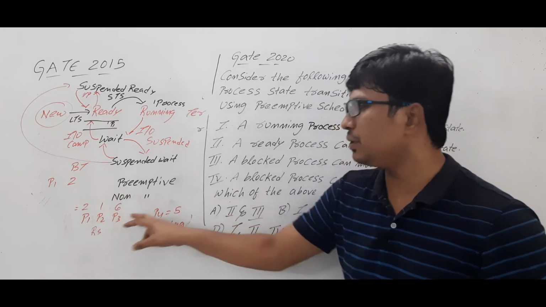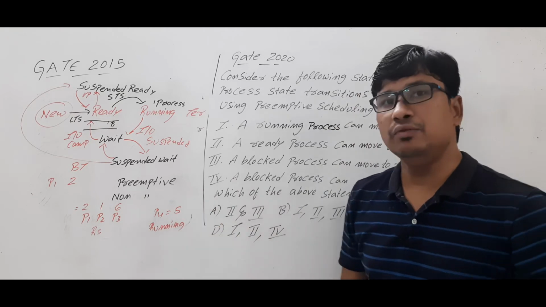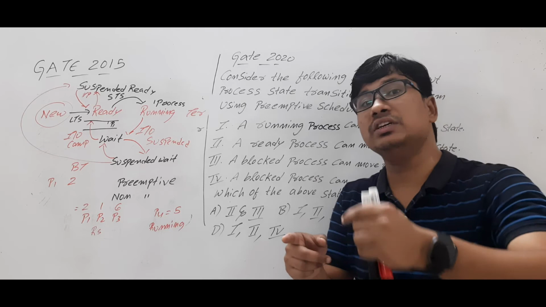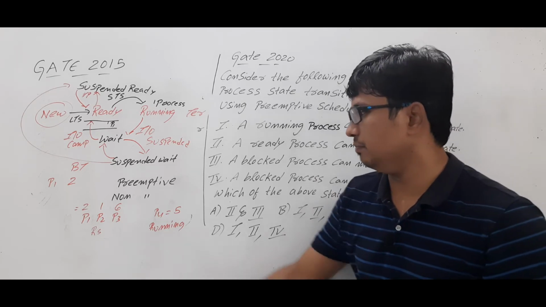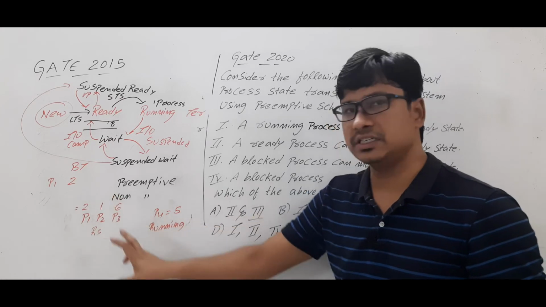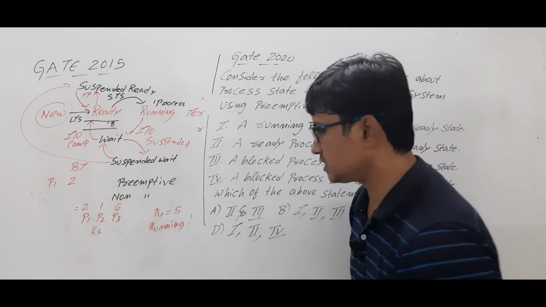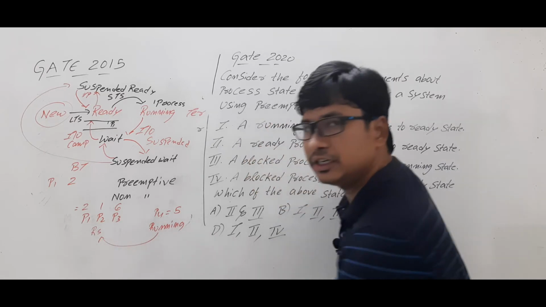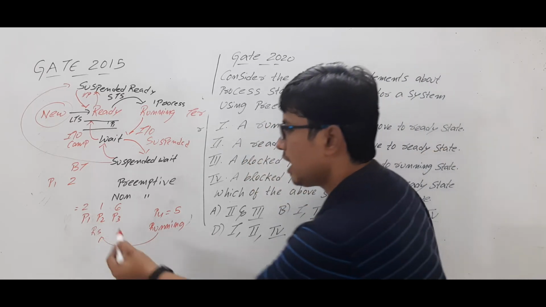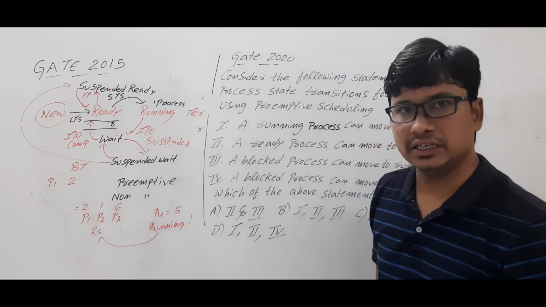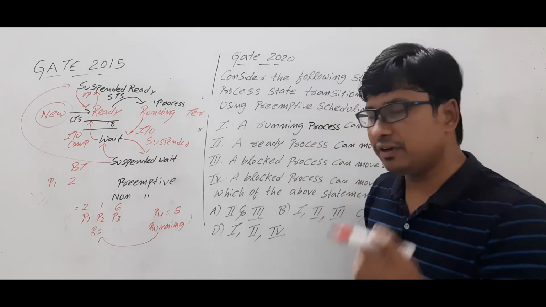Now among P1, P2, P3, P4, which one needs less burst time? Because it is the shortest remaining time scheduling algorithm. So P2 needs less burst time. Then what it will do is the context switching. P4 will be shifted to the ready state and process P2 will be scheduled to the running state. Is it clear? However, let me give another example.